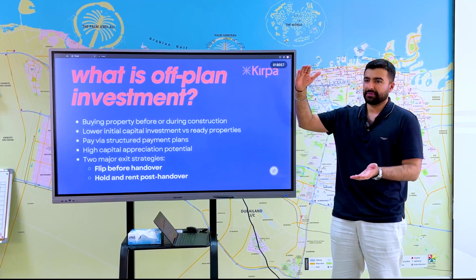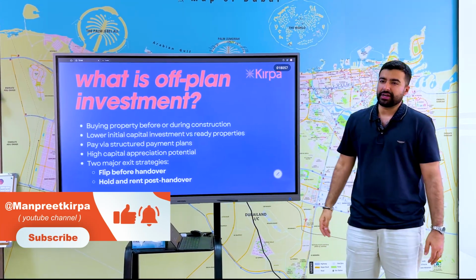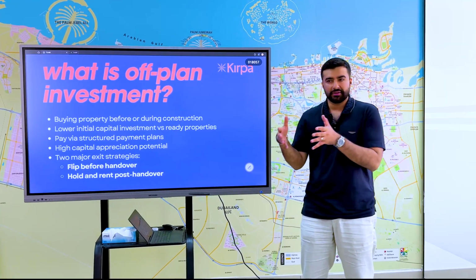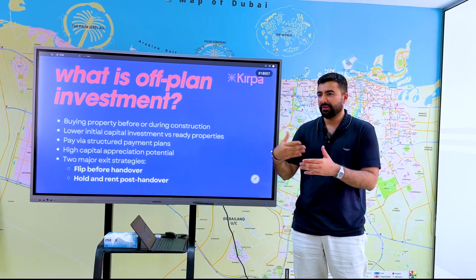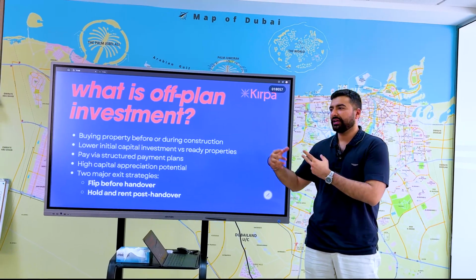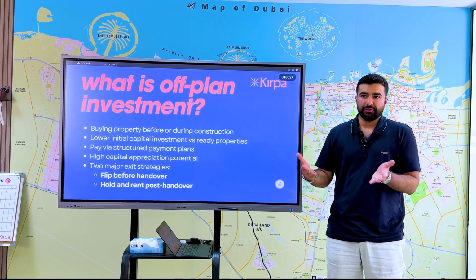Because they can make that gap in the premium. Two major exit strategies. So when an investor buys off-plan, why are they buying, right? They're buying to make money on one hand, or they're buying to live in. So how do they make money? They have to sell.